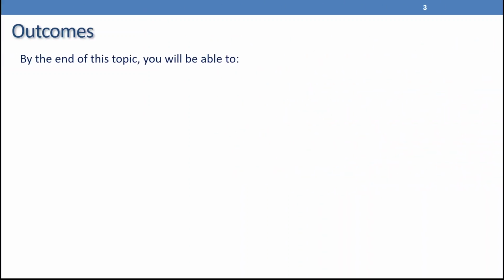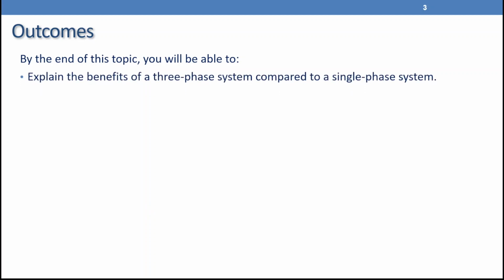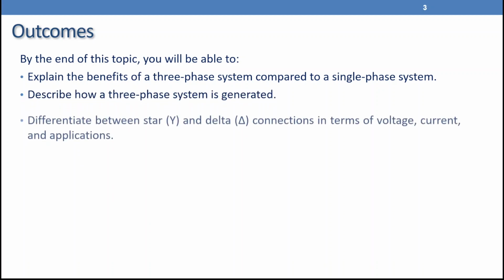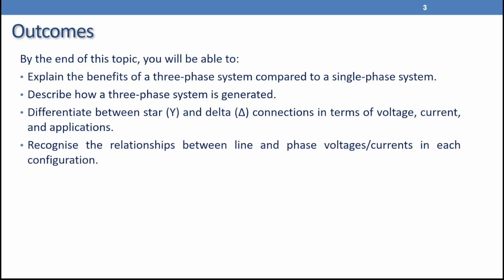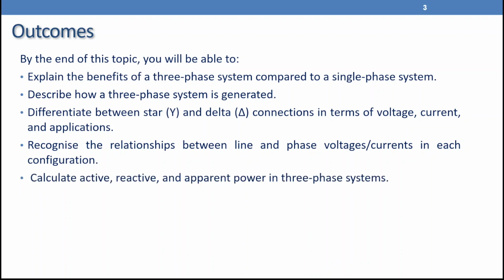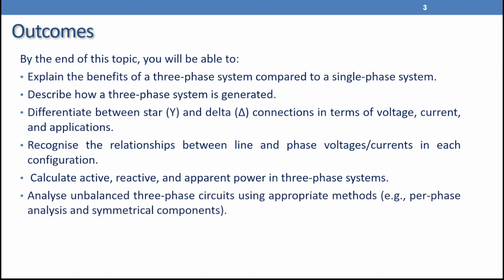So what are the learning outcomes of this topic? By the end of this topic you will be able to explain the benefits of a three-phase system compared to a single-phase system, describe how a three-phase system is generated, differentiate between star and delta connections in terms of voltage, current, and applications, recognize the relationships between line and phase voltages and currents in each configuration, calculate active, reactive, and apparent power in three-phase systems, and analyze unbalanced three-phase circuits using appropriate methods, for example per phase and symmetrical components.